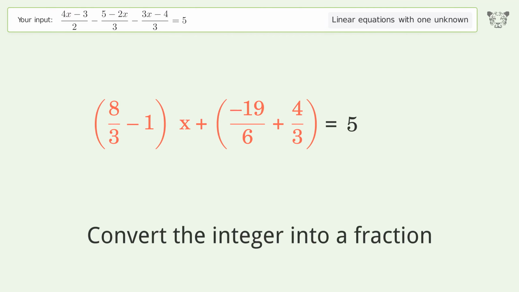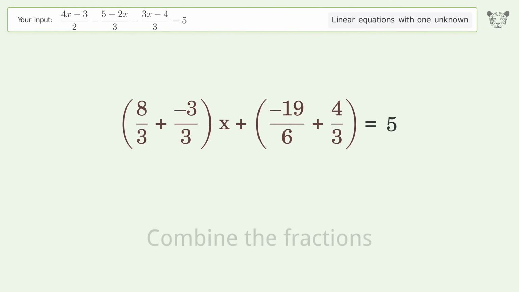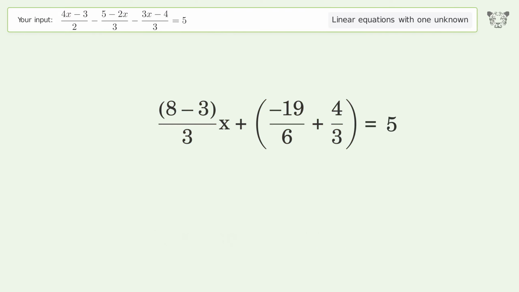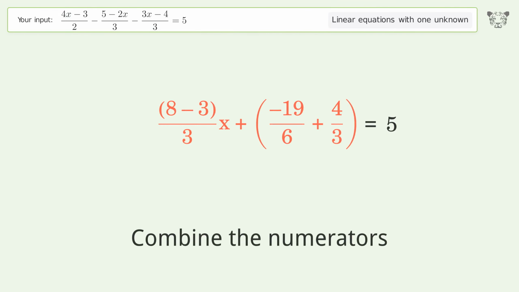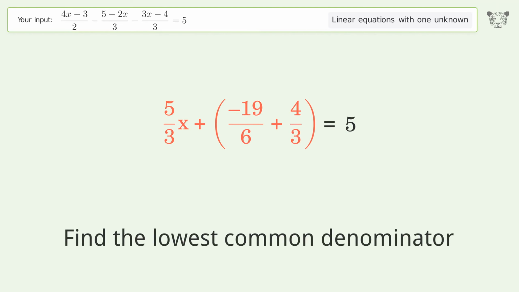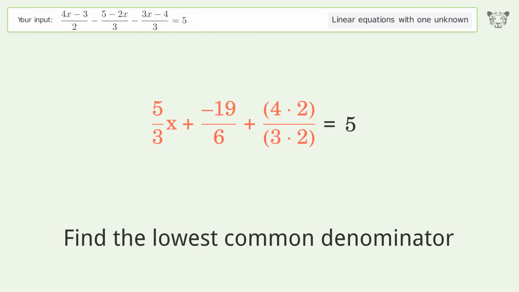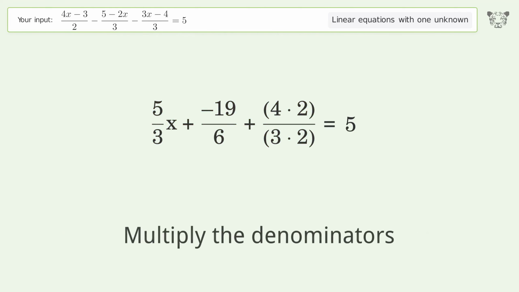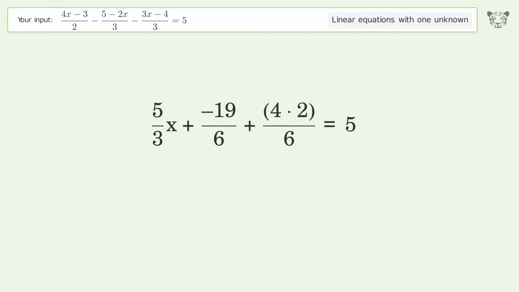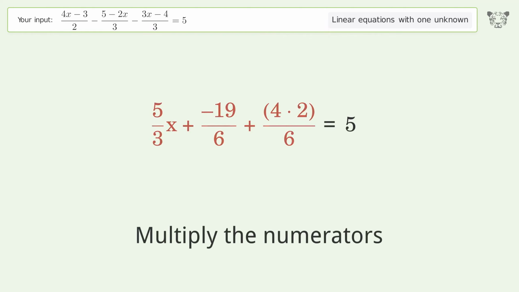Convert the integer into a fraction. Combine the fractions. Combine the numerators. Find the lowest common denominator. Multiply the denominators. Multiply the numerators.